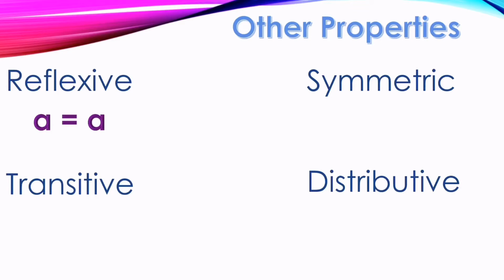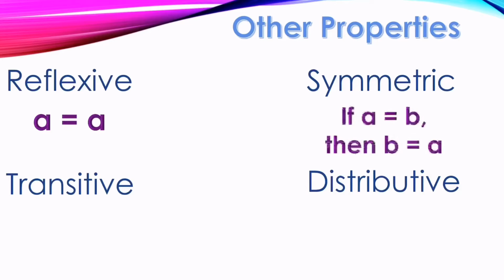Then you have the symmetric property. Remember in elementary school, the line of symmetry? Well, that's what this is. A equals B, then B has to equal A. Okay? Now, these two are going to come in more in geometry, but you'll see them a couple times in algebra.